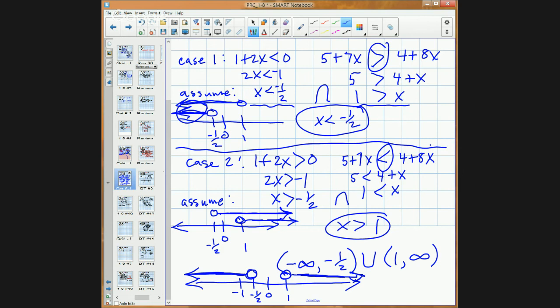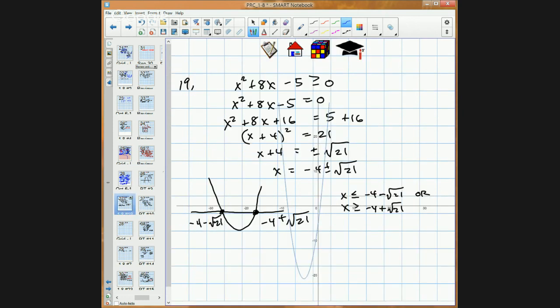How are we doing on time here? Okay, getting close. All right, now I'm going to go backwards a little bit. And now let's look at, this is number 19. So this is back to just a good old quadratic again.